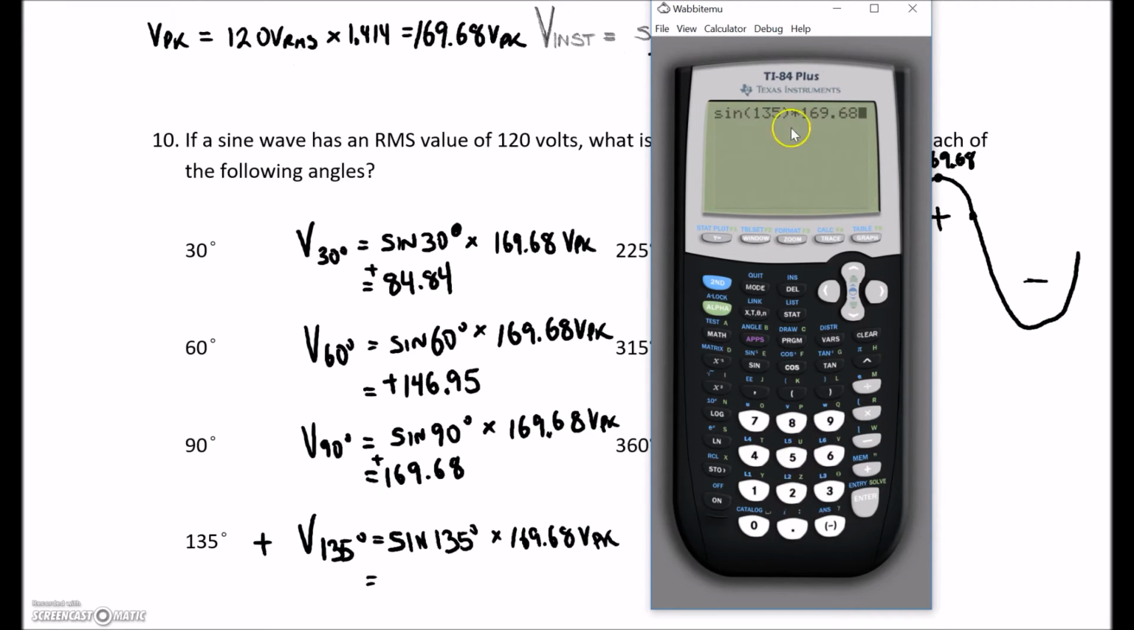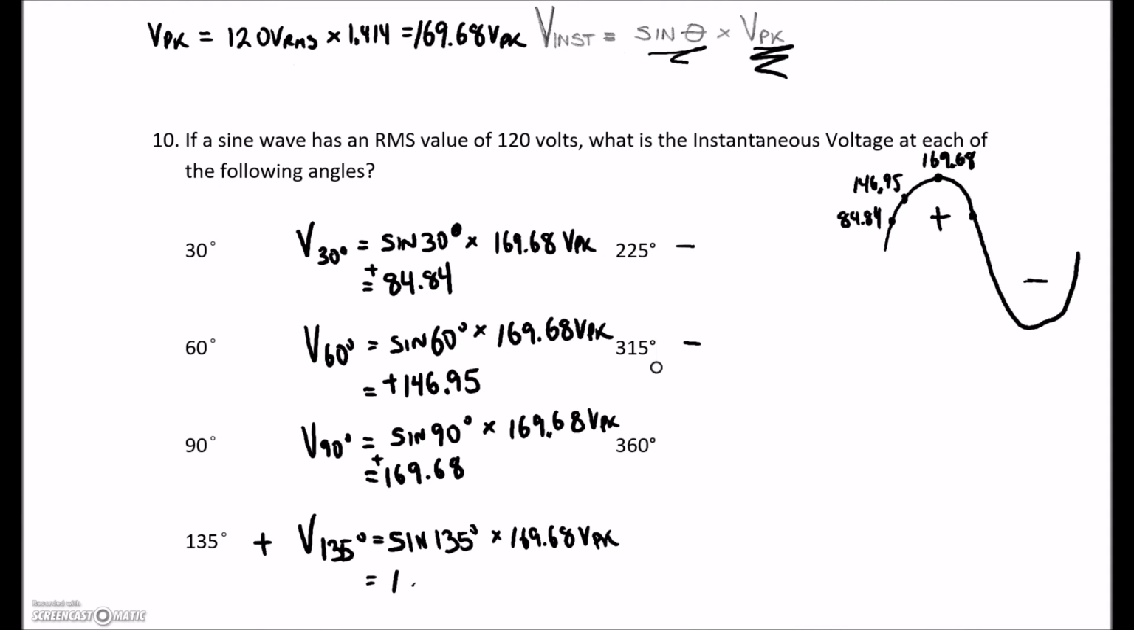169.68. Now, if we look at 135, that's 90 plus 45 degrees, right? So lo and behold, it gives us 119.98 or 120 volts, right? So that gives us our RMS. Every 45 degrees of rotation, we're going to get our RMS voltage. So to be specific, 119.98, but we know that's the same as 120. Okay, and again, that was a positive value. Excellent. Okay, let's keep going.